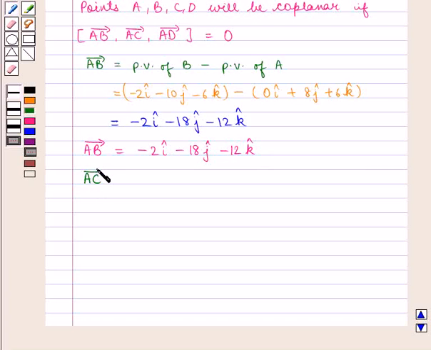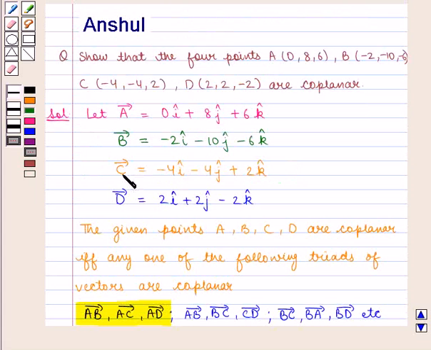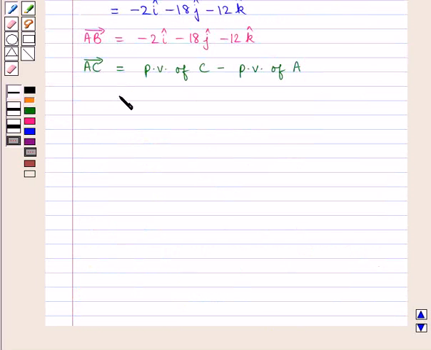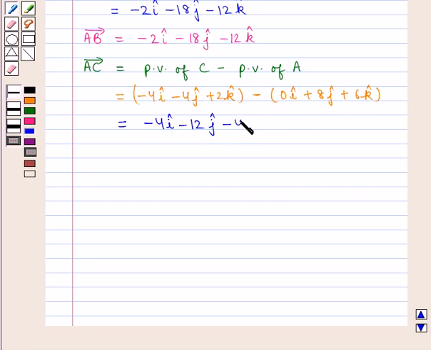Now vector AC is given by position vector of C minus position vector of A. Position vector of C is given by minus 4 i cap minus 4 j cap plus 2 k cap, and position vector of A is given by 0 i cap plus 8 j cap plus 6 k cap. So we have minus 4 i cap minus 4 j cap plus 2 k cap minus of 0 i cap plus 8 j cap plus 6 k cap, which is equal to minus 4 i cap minus 0 i cap, that is minus 4 i cap, minus 4 j cap minus 8 j cap, that is minus 12 j cap, plus 2 k cap minus 6 k cap, that is minus 4 k cap. So vector AC is given by minus 4 i cap minus 12 j cap minus 4 k cap.